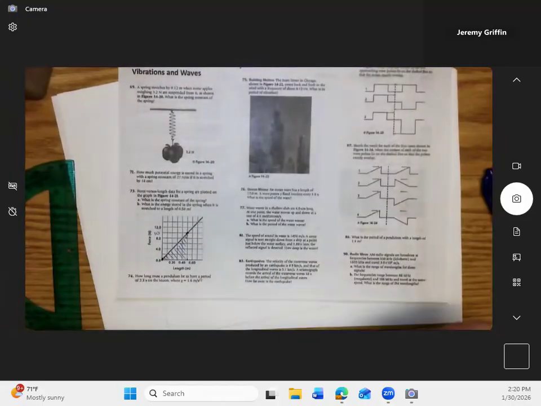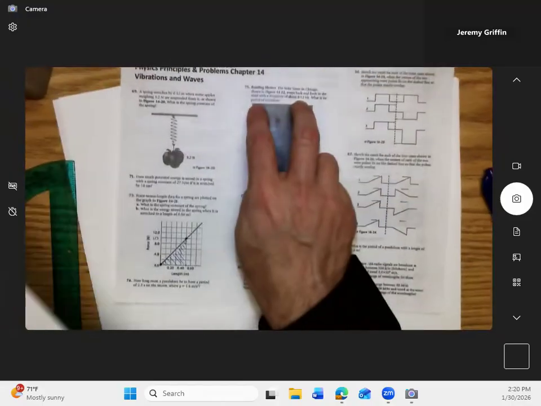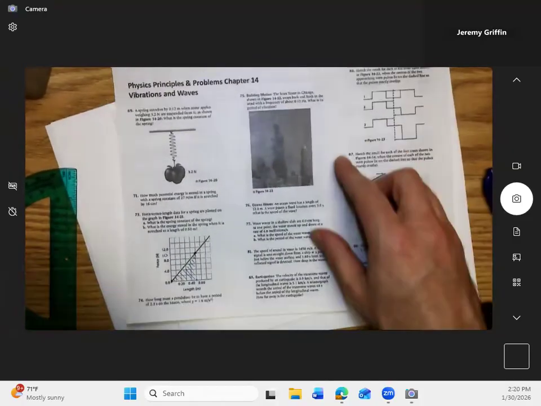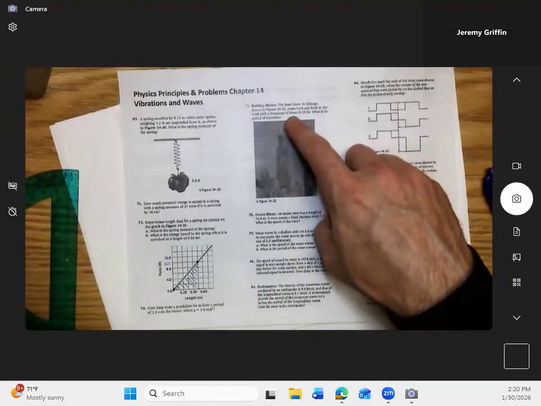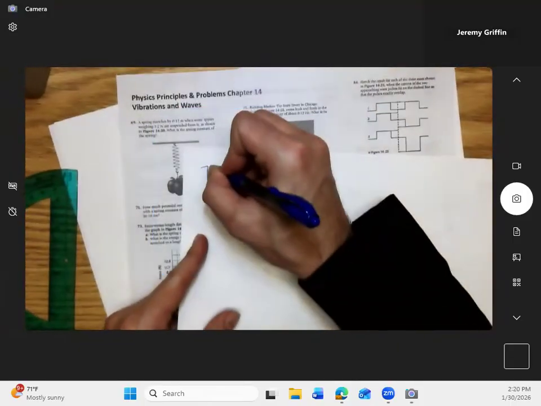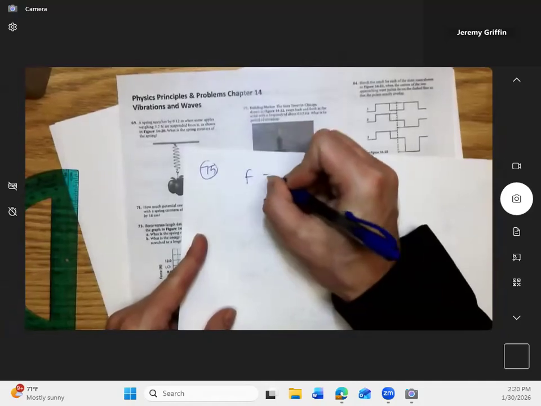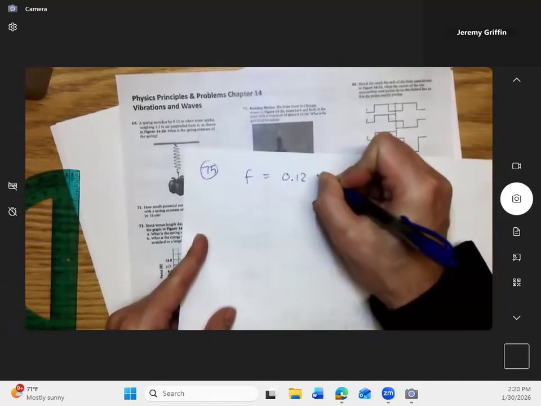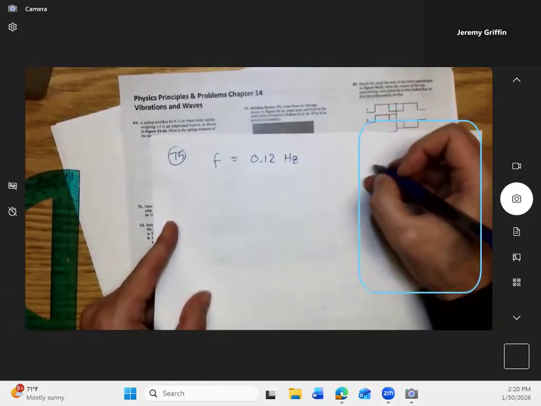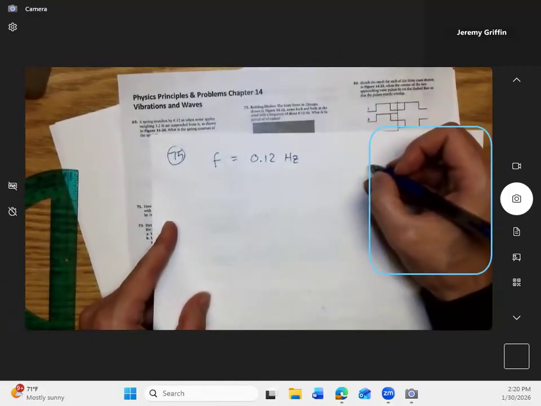All right, number 75. We've got the Sears Tower queued up. The tower in Chicago sways back and forth with a frequency of 0.12 hertz. What's the time period of vibration? So the given frequency is 0.12 hertz. Guys, what's the relationship between frequency and time period? They are what of each other? Starts with an R.